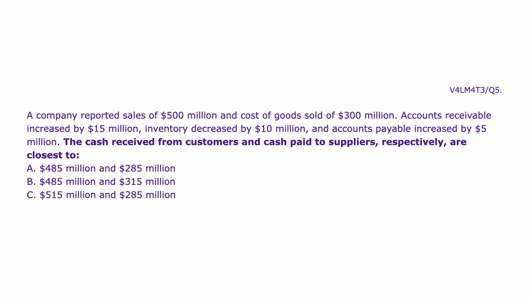A company reported sales of $500 million and cost of goods sold of $300 million. Accounts receivable increased by $15 million. Inventory decreased by $10 million, and accounts payable increased by $5 million. The cash received from customers and cash paid to suppliers, respectively, are closest to: A. $485 million and $285 million, B. $485 million and $315 million, C. $515 million and $285 million.